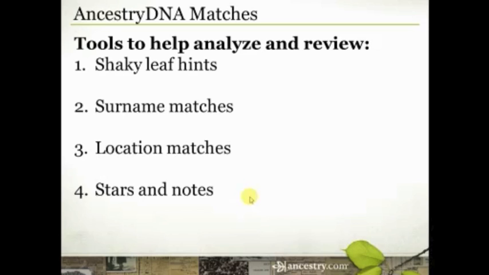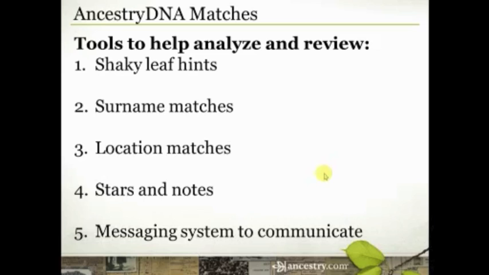So we've talked about shaky leaf hints. We've talked about surname matches. We've talked about location matches. We've talked about some ways that I use stars and notes. And even some ways that I use my Family Tree Maker system to give me a little bit more flexibility and a little bit more ability and opportunity to manipulate some of that data and to pull some of that information out. And then, of course, we've talked about the messaging system. Use it, communicate with each other. We're all in this together.